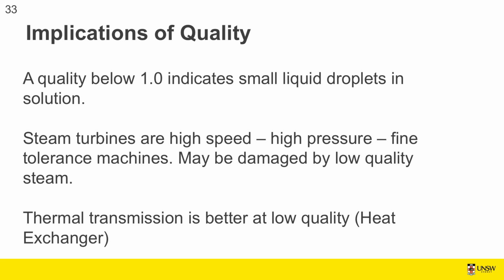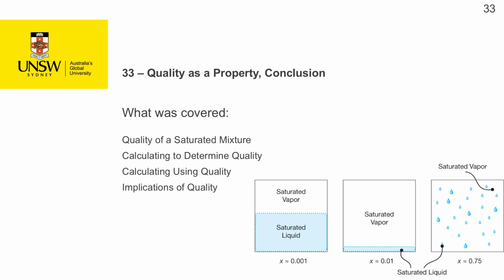Okay, so we care about the quality of our steam. Liquid water transmits heat much faster than vaporous water. So heat exchangers, you want some liquid in there. Turbines, you don't want any liquid. So there's some implications, but we'll just do calculations with quality. Are there any questions? Were there any questions about quality? Good.